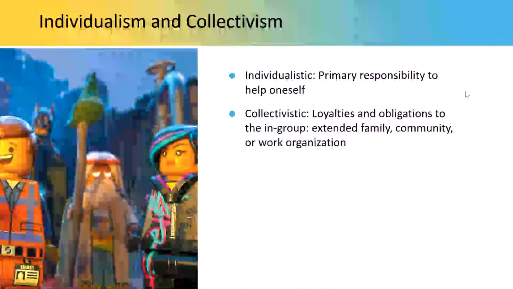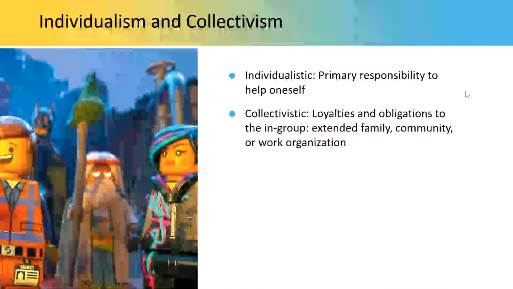So anyways, if a culture is individualistic, we feel that the primary responsibility each person has is to himself or herself. Right? The primary responsibility is, you're looking out for number 1. In a collectivistic culture, an individual's loyalties belong to the group, whatever the group is: the family, the extended family, the larger community, the work organization. So in an individualistic culture, the word is I. And in a collectivistic culture, the word is we.